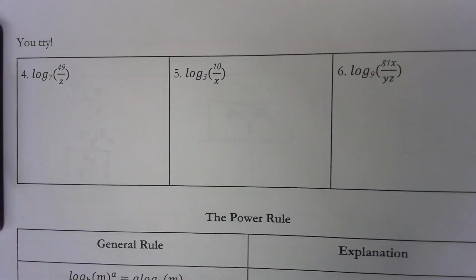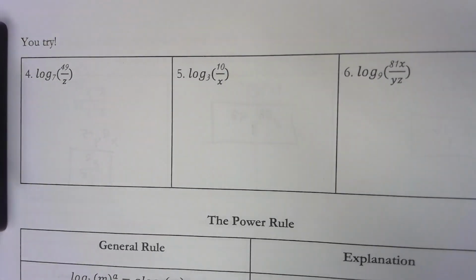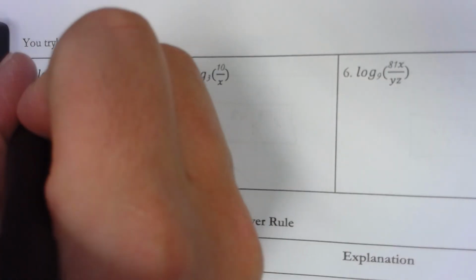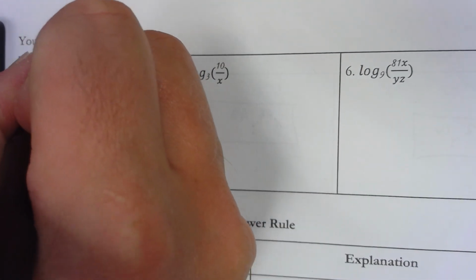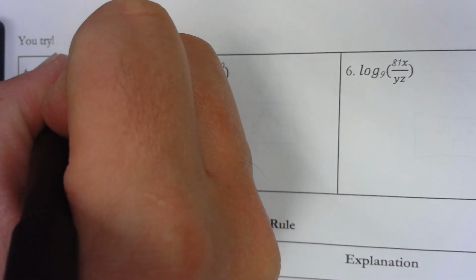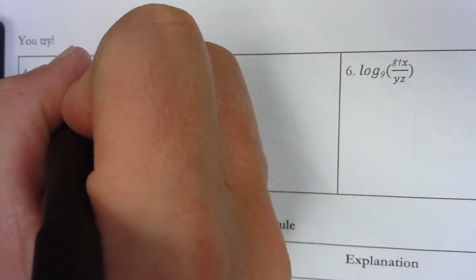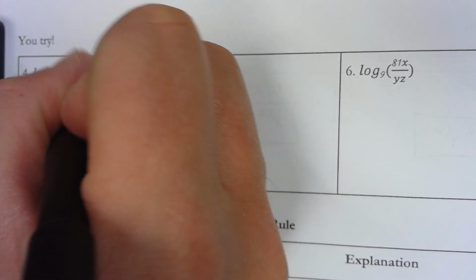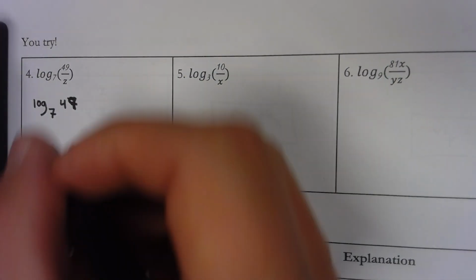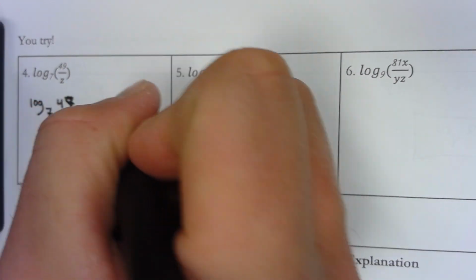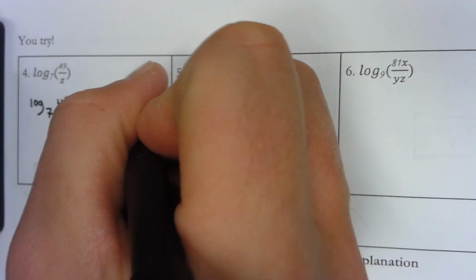All right, so number 4, I see that I have a quotient of 2 different terms. So expanding this out, I need to subtract. So it's the numerator, log base 7 of 49. I should say 49, not 47. Minus log base 7 of z.